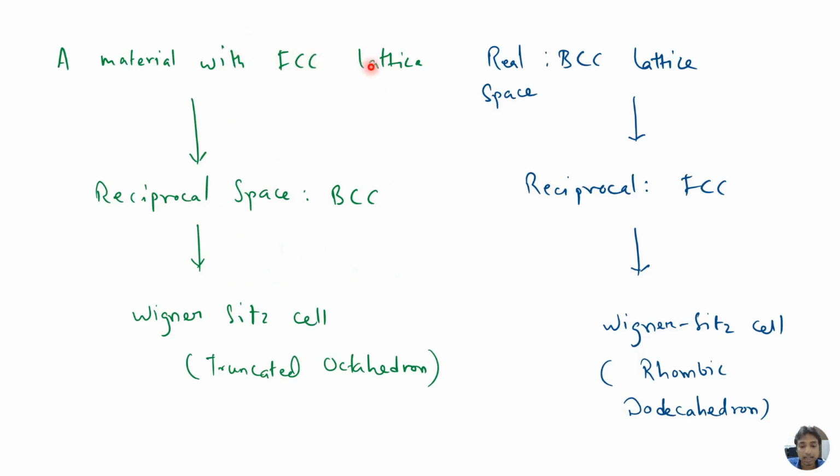So when I say a material with an FCC lattice, what I mean is the material consists of atoms arranged so that their locations make an FCC configuration. If you take the reciprocal of those lattice points, you will get points arranged in BCC. Now if you take this BCC lattice and construct a Wigner-Seitz cell, you will end up with a truncated octahedron. Okay, so that's the idea.